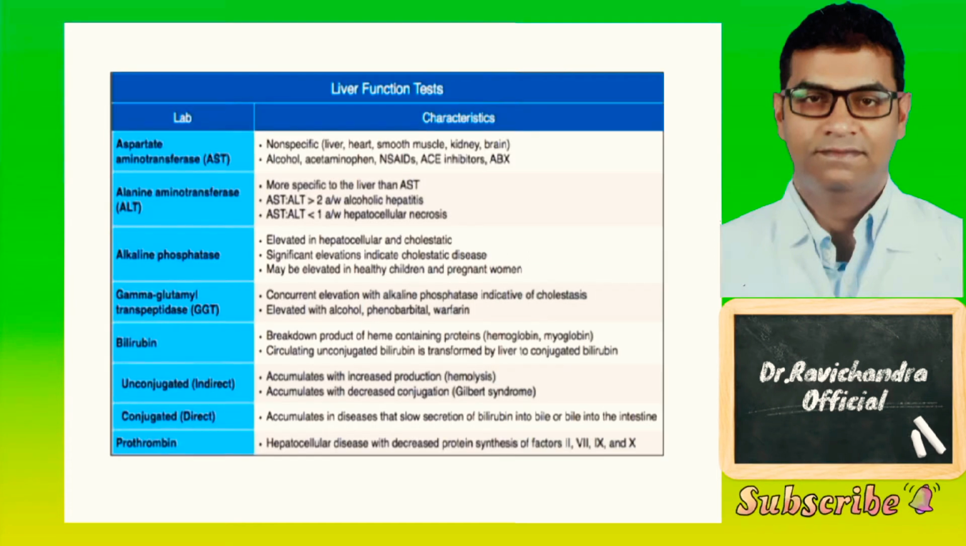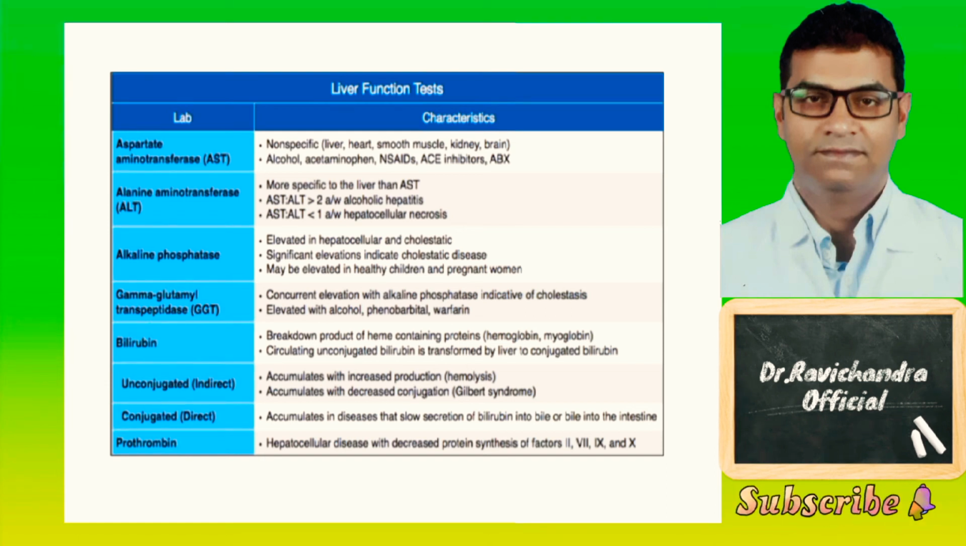Aspartate aminotransferase is non-specific. It is present in liver, heart, smooth muscle, kidney and brain, and it also varies with alcohol consumption and acetaminophen, NSAIDs, ACE inhibitors intake. Alanine aminotransferase is more specific to the liver when compared to aspartate aminotransferase. If the AST to ALT ratio is more than 2, it is associated with alcoholic hepatitis. If AST to ALT is less than 1, then it is associated with hepatocellular necrosis.